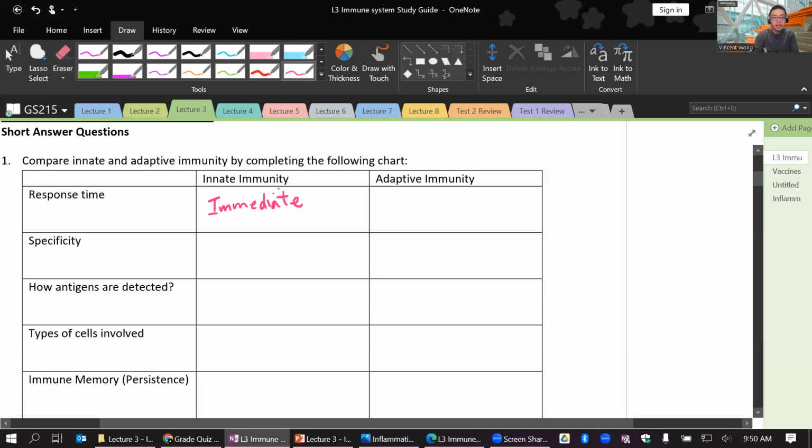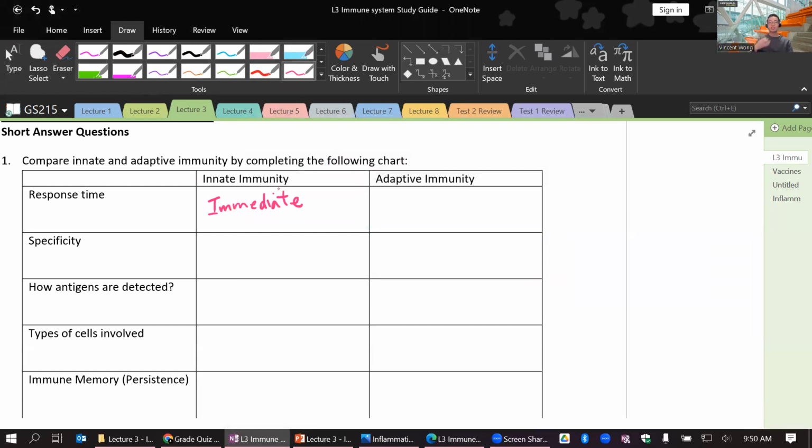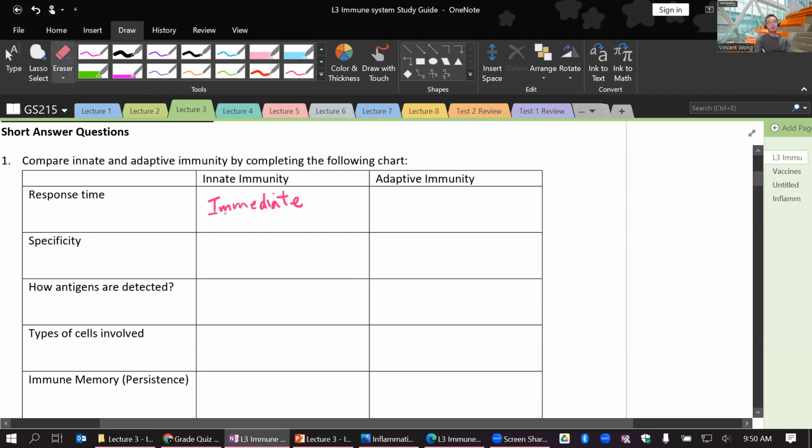Okay, it has to be immediate, right? Like I said, you eat your food, you introduce pathogens in your system, you have to be able to clear them as quickly as possible. You breathe in pathogens, you've got to be able to deal with them. And the innate immunity is there, ready to work right away. Whereas adaptive immunity is not immediate. It takes time to develop.